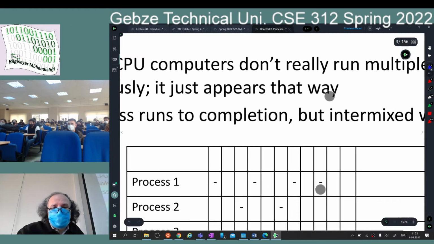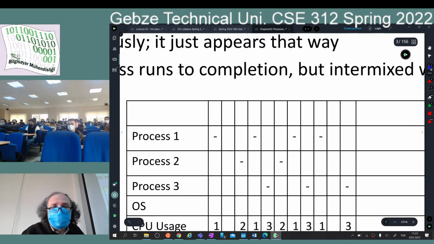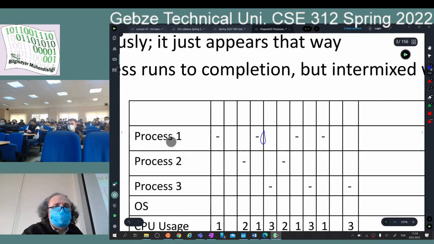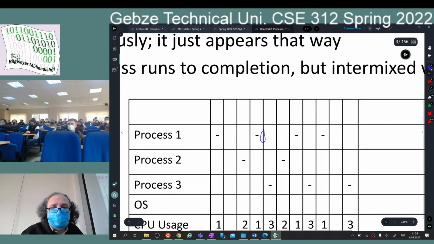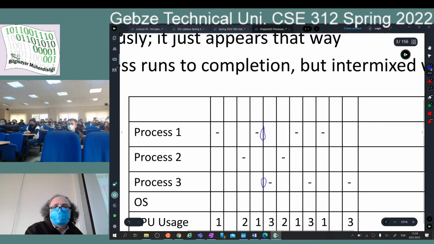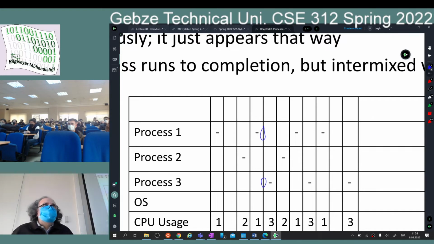Let's look at this picture here. At this point, process 1 is using the CPU. Something has happened, and process 3 is using the CPU. Can you tell me what is happening here? When I say something has happened, many things can happen. What kind of things can happen so that process 1 stops using the CPU?